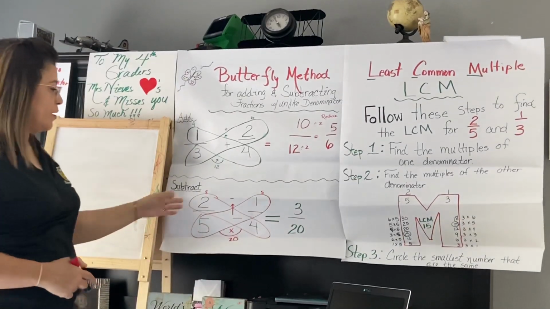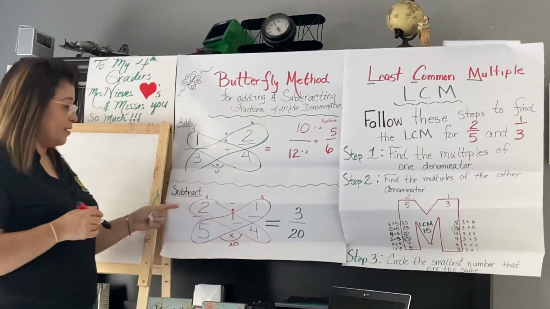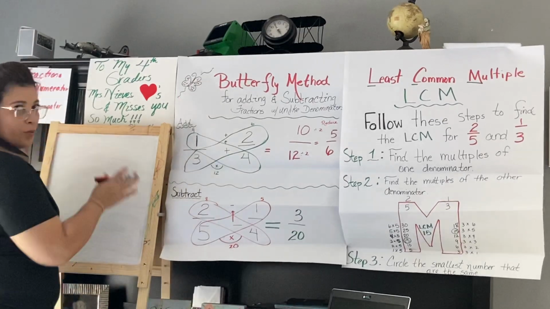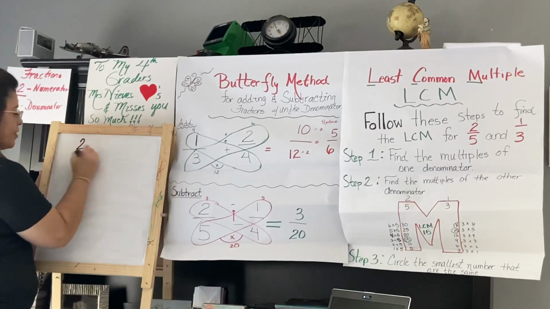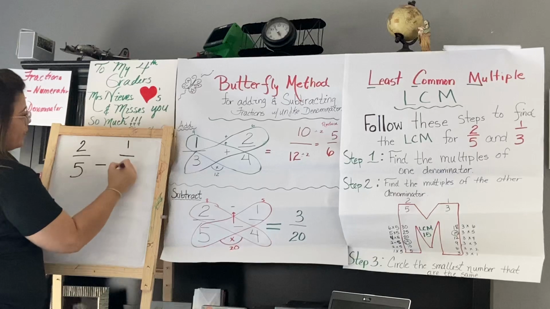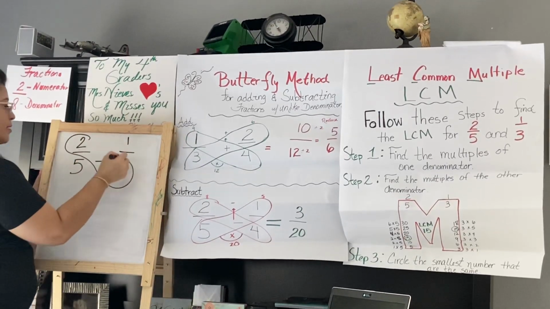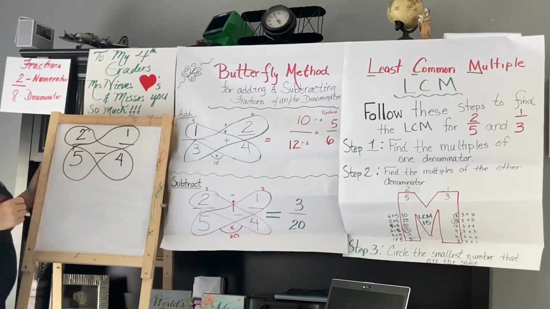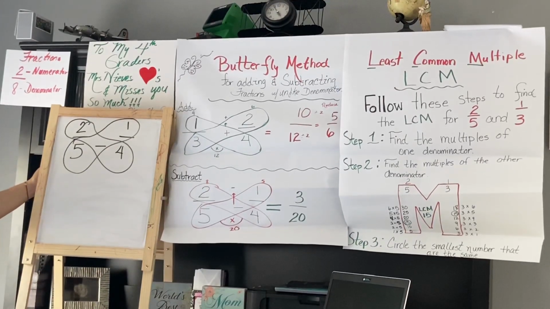So, when we are subtracting, it's the same thing as we were doing when we were adding, right? I have one right here already done, but I'm gonna do it for you guys on the board so you can see it. So we got 2/5 minus 1/4. We use our butterfly method. We do a little butterfly. And then what we do? Crisscross multiplication. That is correct.